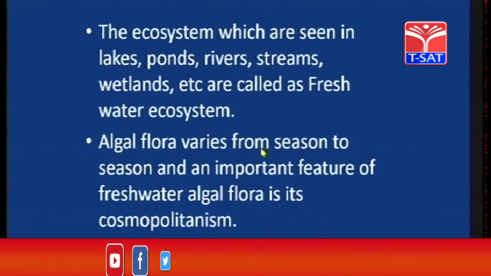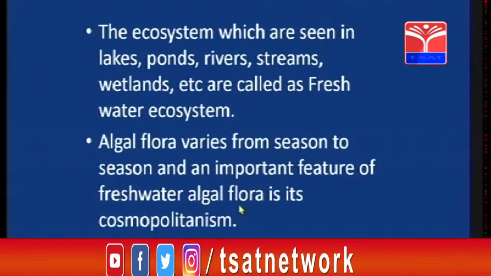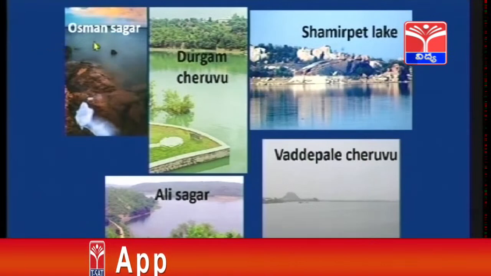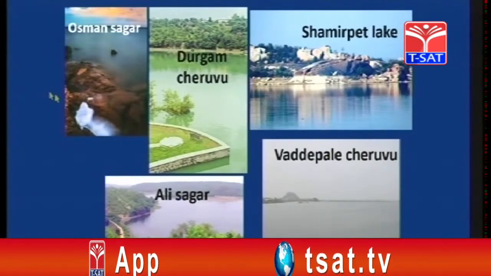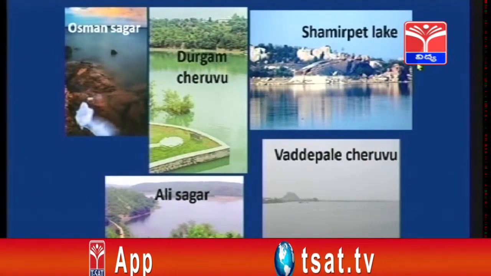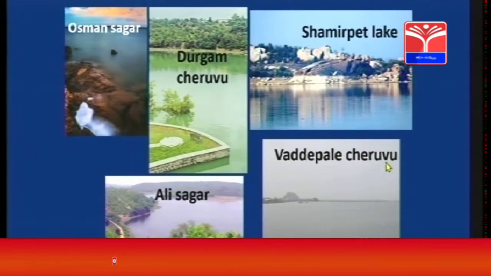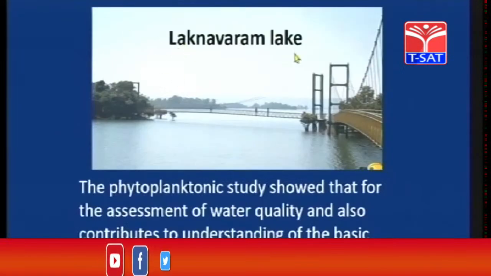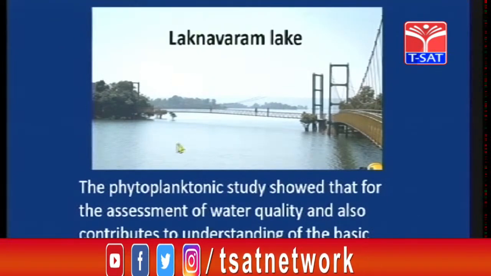Algal flora varies from season to season, and an important feature of freshwater algal flora is that it is cosmopolitan. So children, these are some freshwater lakes, that is Usman Sagar, Durgam Cheru, Shamirpet Lake, Ali Sagar and Vaddepalli Cheruvu. This is Laknavaram Lake, children, which specifically occupies the freshwater ecosystem.